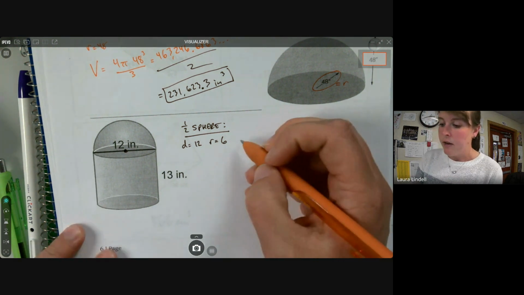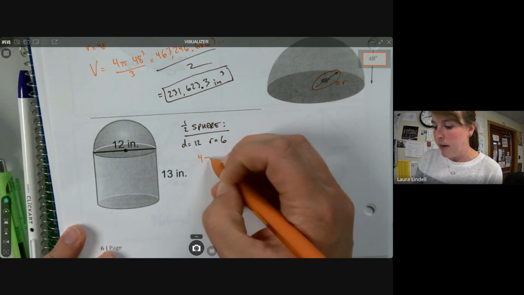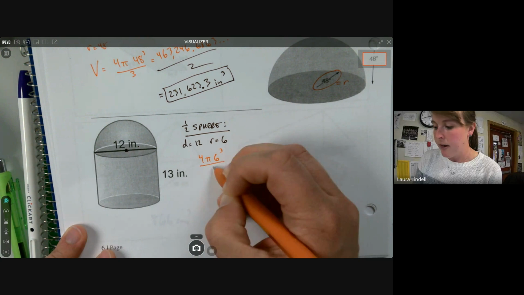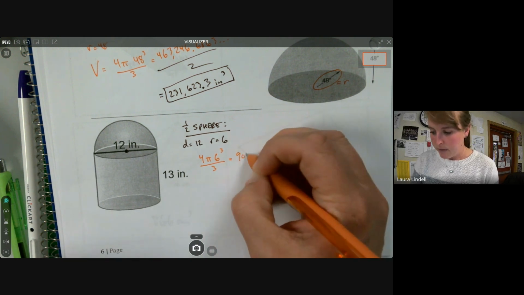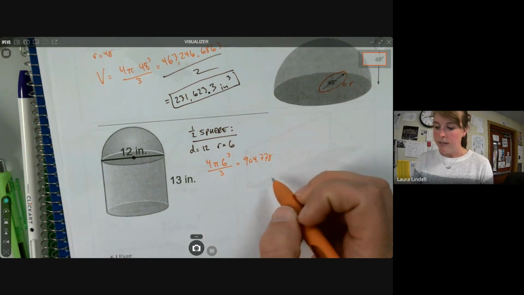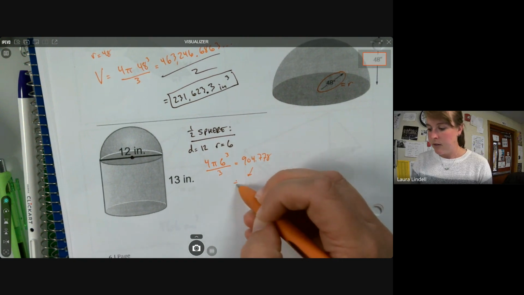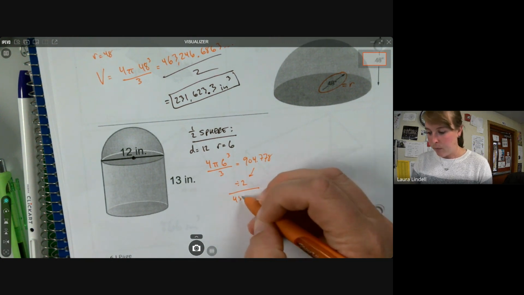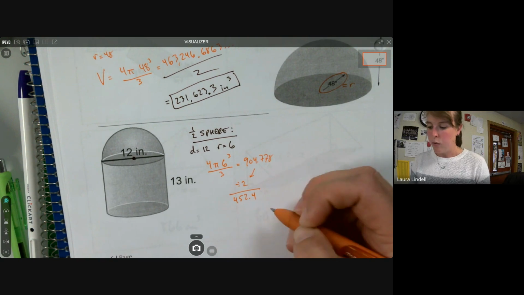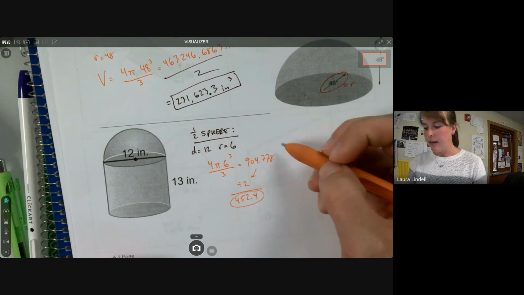So the half sphere here, we know that for a full sphere, it's 4 times pi times 6 to the third divided by 3. That would be for the whole thing. So I'm going to find that, and then I'm going to divide it by 2. So in our calculators, we go 4 times pi times 6 to the third power divided by 3. And we get 904.778. So I'm going to take this, and I'm going to divide by 2. And we get 452.4. Cool. I'm going to hang on to that for later because I'm not done yet.